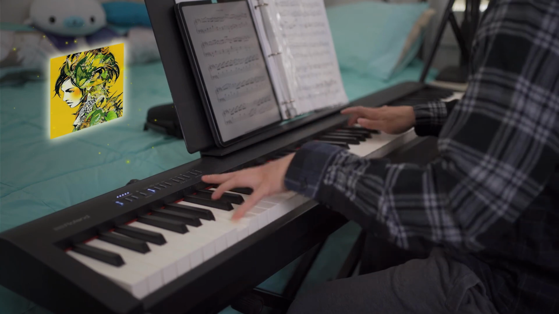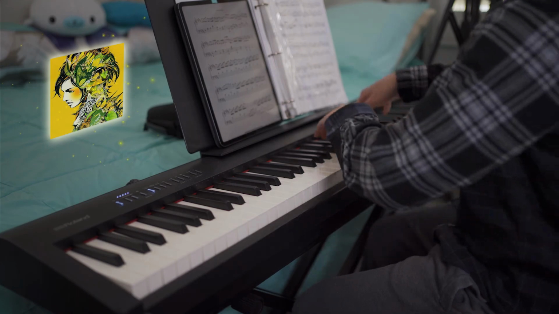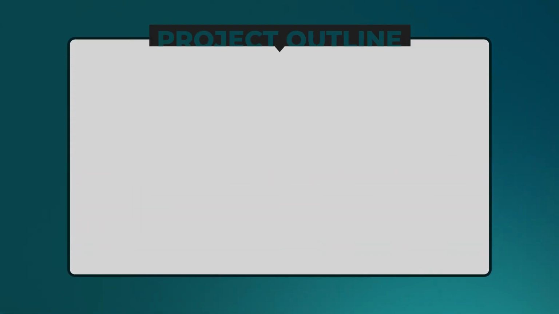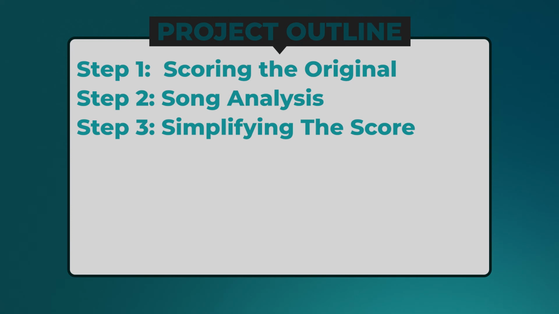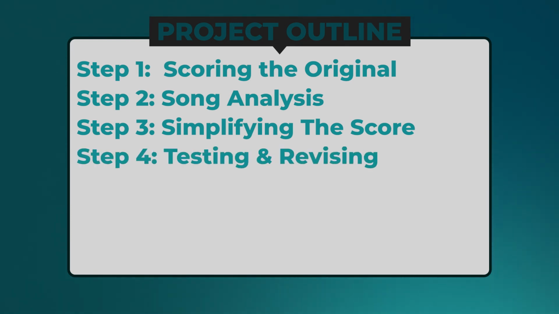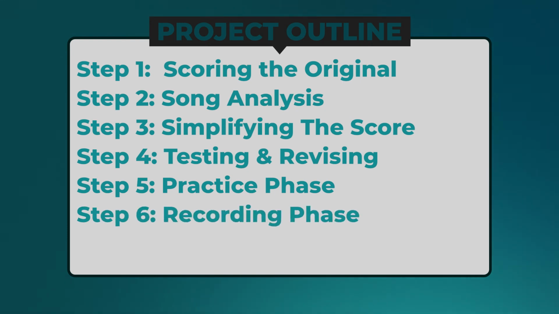And with every project vlog / how-to type of video, I always begin with an outline of the steps. Step 1. Recreating the original score. Step 2. Understanding the harmonic structure, or another way to put it is understanding the chord progressions of the song. Step 3. Scoring by simplifying and breaking down the original. Step 4. Testing and revising the score that I created. Step 5. Practicing what I scored. Step 6. Recording my playthrough of my arrangement. And finally, Step 7. Editing.